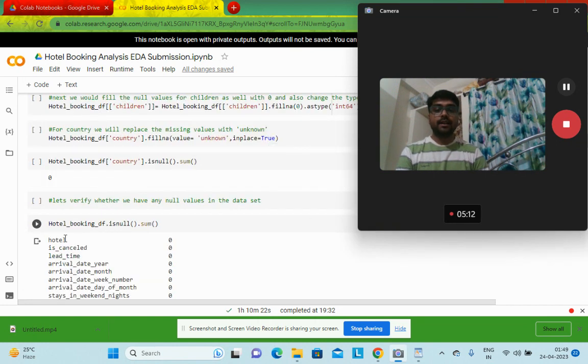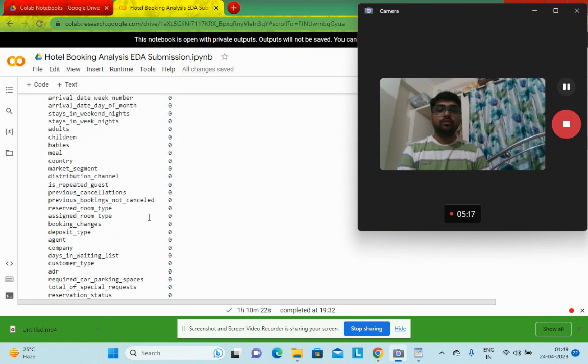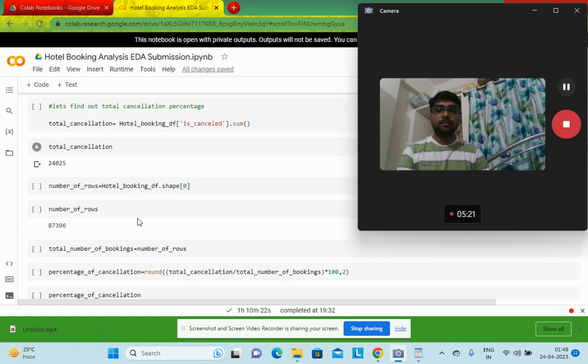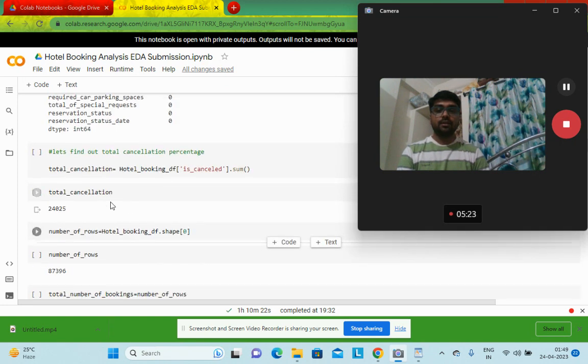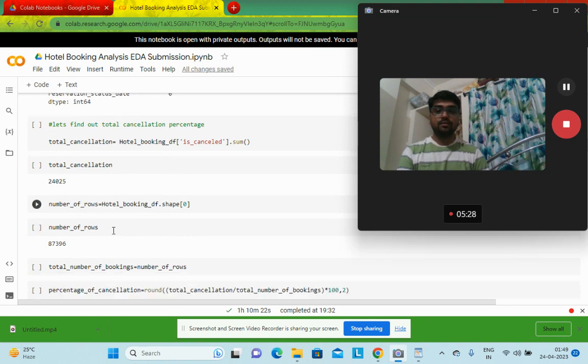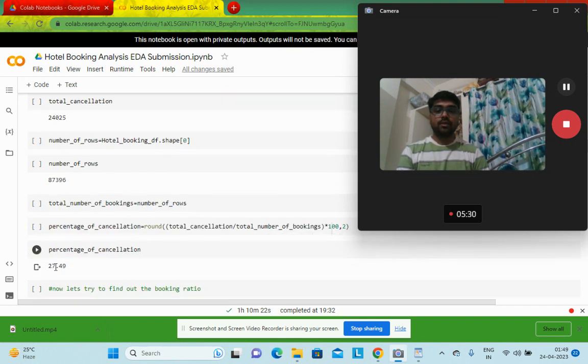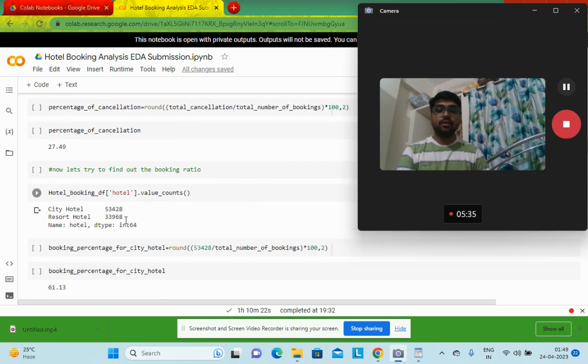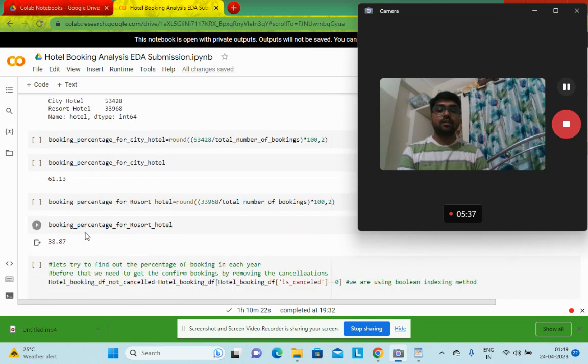Next, I have checked the entire data set for null values. You can see from here that there are no null values in the data set. Then I have tried to find out some factors, like the percentage of cancellation. So 27.49% is the cancellation. Then I have also tried to find out the booking ratio for city hotels and resort hotels. However, these factors we will also be visualizing in the data analysis part.